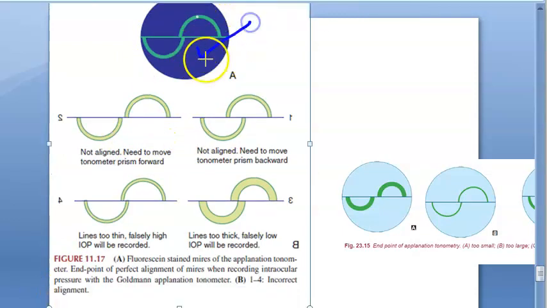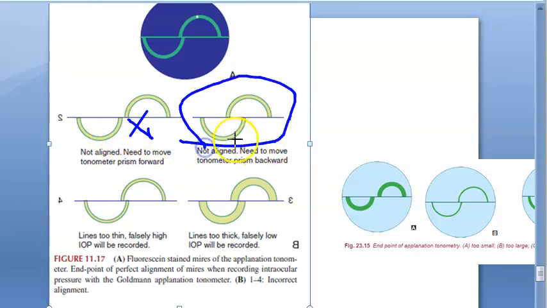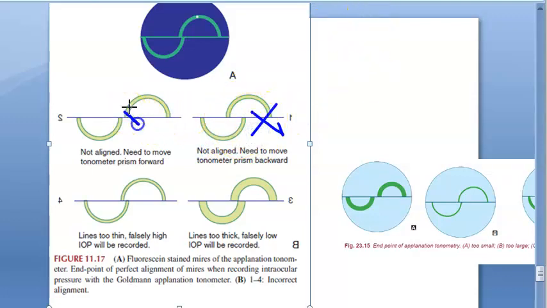Okay, so this is the good one. This is perfect. You see how the semicircles are aligned. But this one is not aligned. Need to move the tonoprism forward. This one is not aligned. You have to move the prism backward. See, it is kind of into each other. This is also not correct. This one is not into each other, they are not at all aligned. So this is not okay. Then what is this? Lines are too thin, so this is not acceptable. Lines are too thick. You will not be accepting this. So too thin, too thick, not acceptable. Not aligned, not acceptable. This is perfect thickness and aligned. Okay. Did you get it, guys?